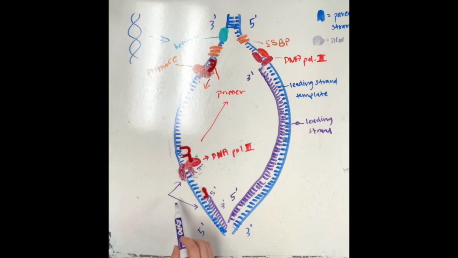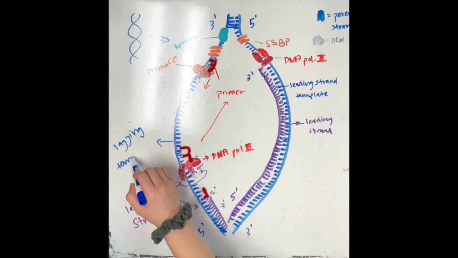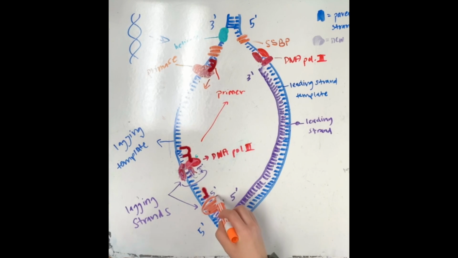DNA polymerase I then removes RNA nucleotides from the 5' end of one of the fragments and replaces them with DNA nucleotides. Lastly, DNA ligase joins the Okazaki fragments of the lagging strand.